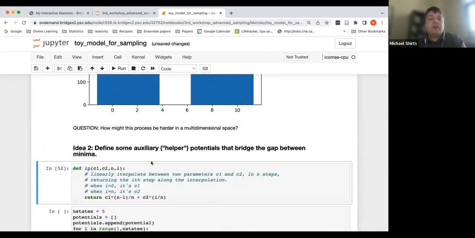Okay, so here's another idea. So that's one idea, adding a bias to cancel it out that allows you to visit everywhere. Hopefully better than a bias where you just go everywhere. You want to make it a little more sophisticated than that.